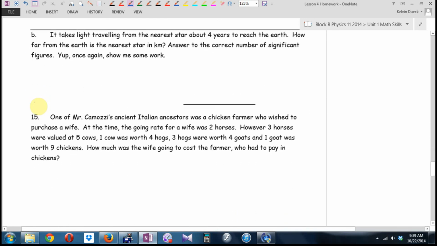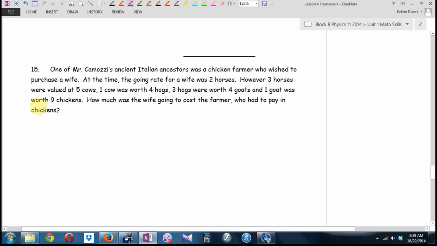Oh, yes. One of Mr. Camosi's ancient Italian ancestors was a chicken farmer who wished to purchase a wife. At the time, the going rate for a wife was 2 horses. However, 3 horses were valued at 5 cows. 1 cow was worth 4 hogs. 3 hogs were worth 4 goats. 1 goat was worth 9 chickens. How much was the wife going to cost the farmer who had to pay in chickens?